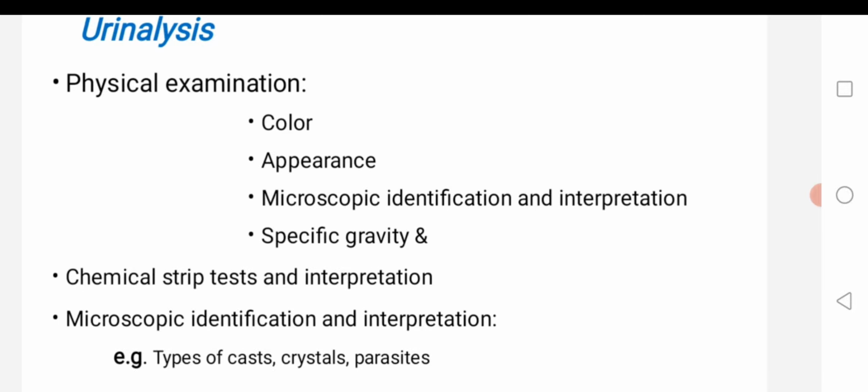Another thing is we have to know the chemical strip tests and their interpretation. We may be asked to do a chemical test on a urine sample. We may be given a strip, asked to test the urine chemically, and asked to interpret it. So the microscopic identification, the physical examination, and also the chemical examination are very important. We need to know how to do that, and also the interpretation and how to report it. The correct form of interpretation is also very important on the clinical MOVE exams.